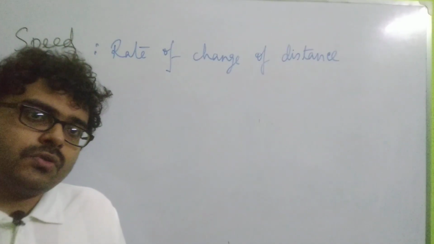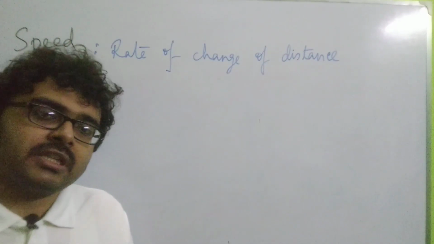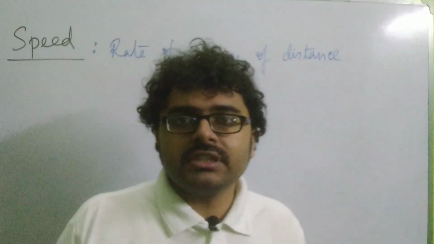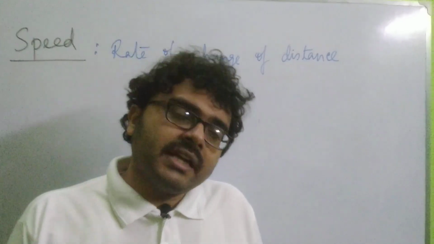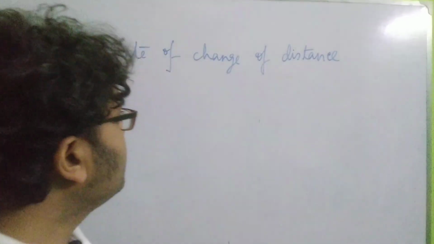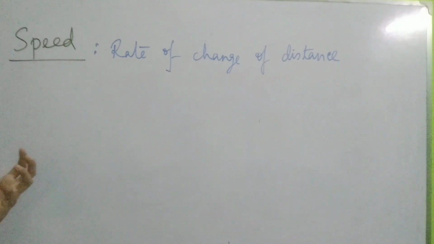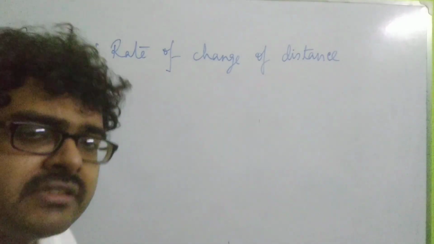Okay. So when you ask what is the rate of apple, you say 100 rupees per kilo. So per kilo, okay, you are considering the unit basis, that is rate. So when I consider rate of change of distance, it is nothing but the speed. It is actually the distance traveled in a certain time interval.